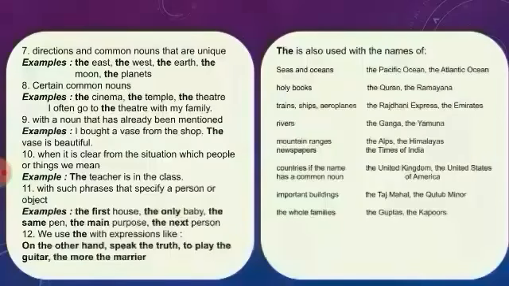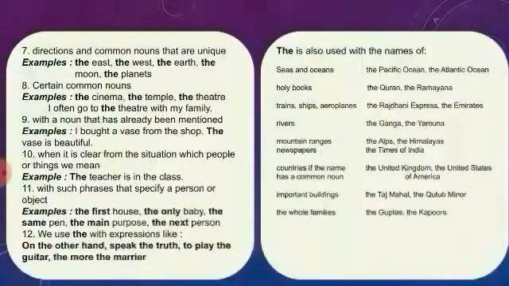Eleventh, with such phrases that specify a person or object. Examples, the first house, the only baby, the same pan, the main purpose, the next person. So here with such phrases that specify a person or object, we will use the article. Twelfth, we use the with expressions like, on the other hand, speak the truth, to play the guitar, the more the merrier. So with these expressions also we use the article.